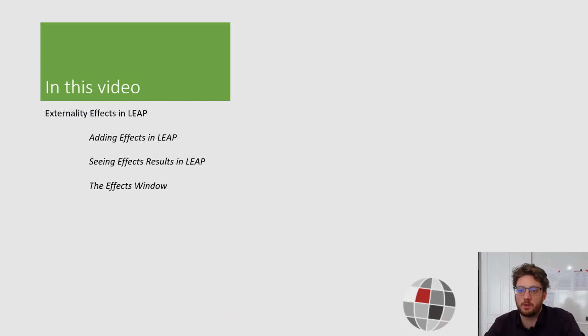So in this video we're going to talk about externality effects in LEAP. So effects could be pollution, CO2 emissions, and generally things that we don't want coming out of our system, but absolutely is happening. So here we will be very practical about it and talk about how we can add effects, how we can see the results of our effects between scenarios, and also looking at the effects window, which we actually will start with.